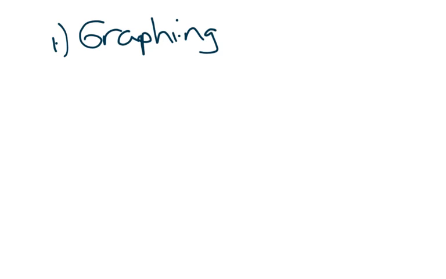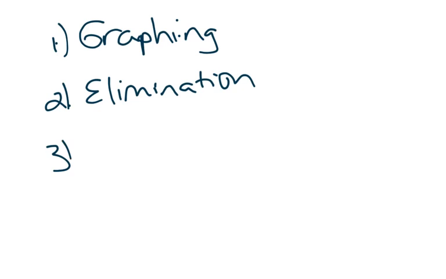Okay, so what we're going to learn now is called systems of equations, which means that we're going to solve more than one equation at the exact same time. And there's three different ways to solve a systems of equations. The first one is graphing. The second one is called elimination. And the third one is called substitution.